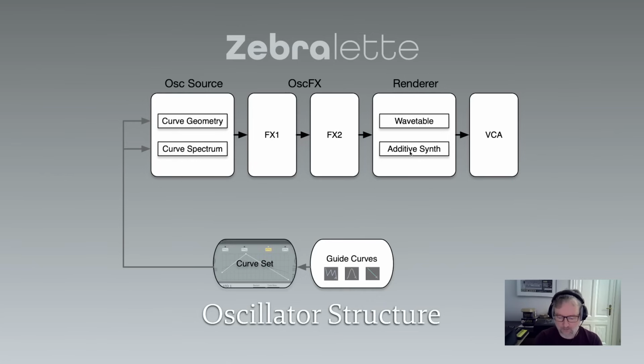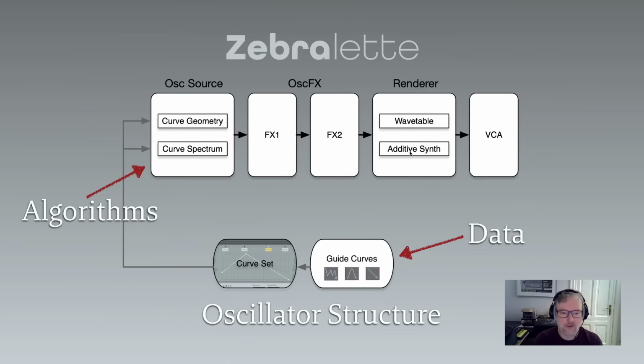And why is it put like this? I have a slide for that as well. So the one thing down here, the curves, that's the data. That's what you can work on, create, mangle, do things with, and that's how you create waveforms and all of that. And then the other stuff here, those are the algorithms that take this and do something with it.